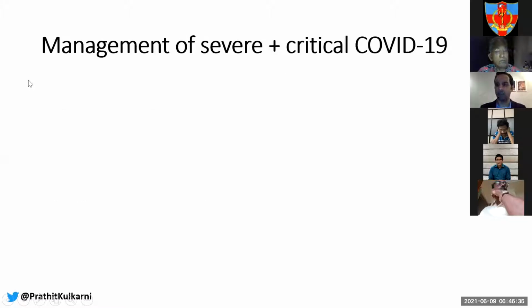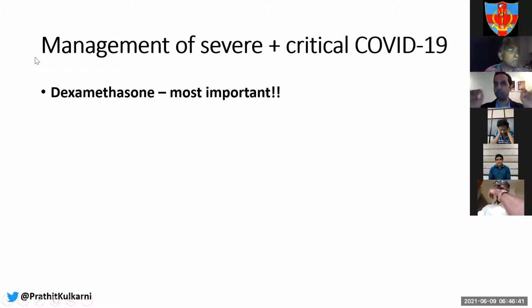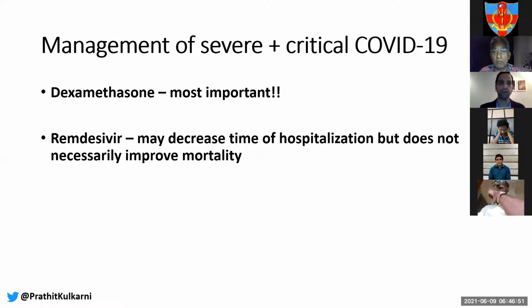So what is the management of patients with severe or critical COVID-19? First, the most important medication, which has the best mortality benefit for severe or critical COVID-19, is dexamethasone. Remdesivir may decrease the time of hospitalization, but it has not been shown to improve mortality, meaning the patients may not be more likely to live longer, but if they survive, they're likely to be in the hospital fewer days. So in my mind, most important, number one, is dexamethasone.